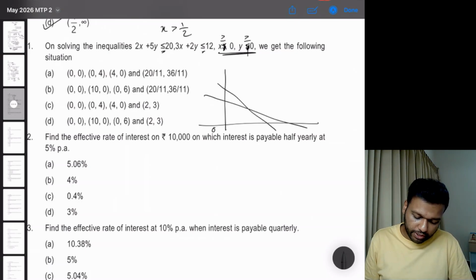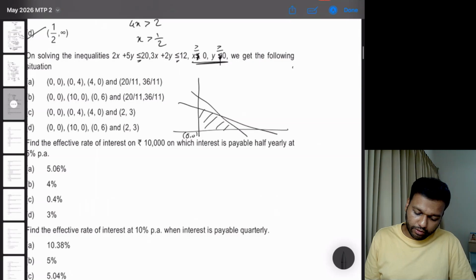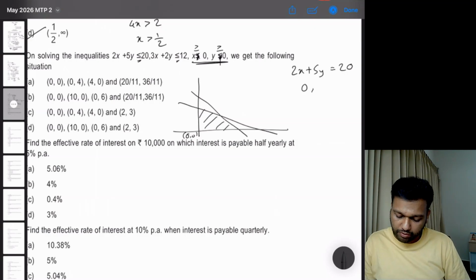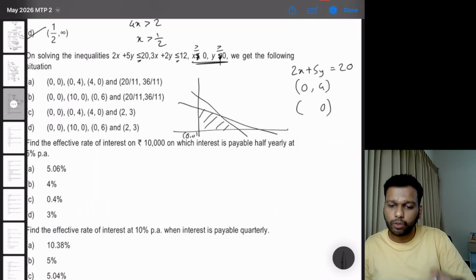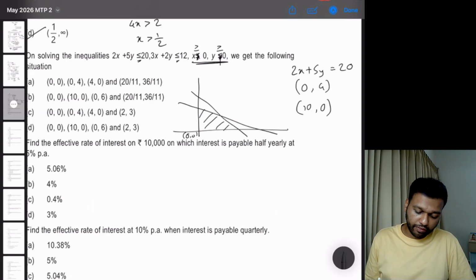One of the points will be 0, 0, because this is the area. So we have to find the rest of the points. First, let's solve this. 2x plus 5y is less than equal to 20. So let's assume is equal to 20. If x is 0, y will be what? 5y is 20, that means y is 4. If y is 0, x will be what? 2x is equal to 20, that means x is 10. Right? So we have these 2 points for first line.